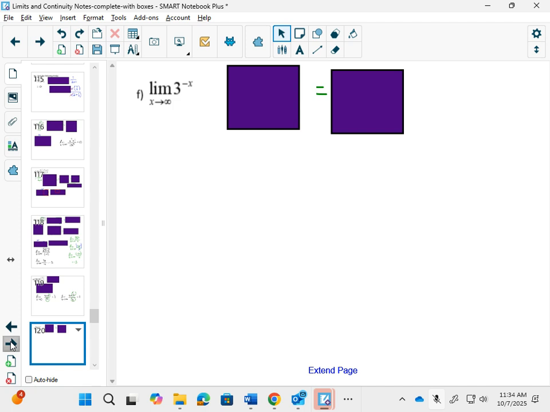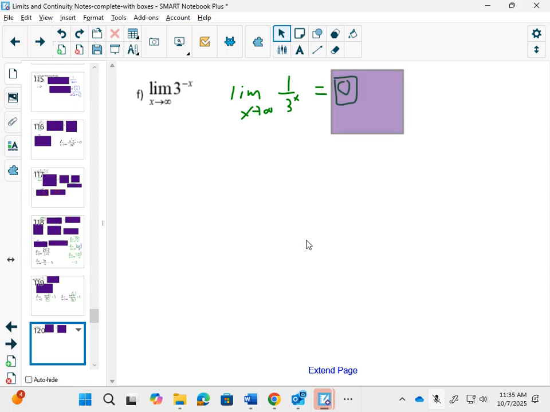Limit as x goes to infinity of 3 to the negative x. What does that negative exponent mean? That means that that 3 would be on the bottom. Do you see that this makes the bottom very, very big? Dividing by a very, very big number makes it 0.